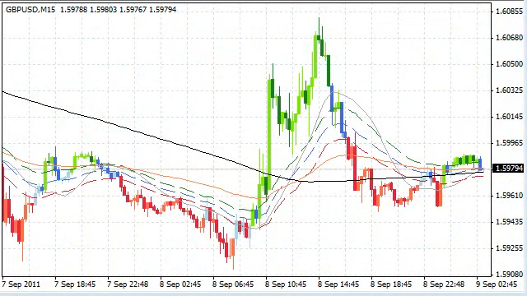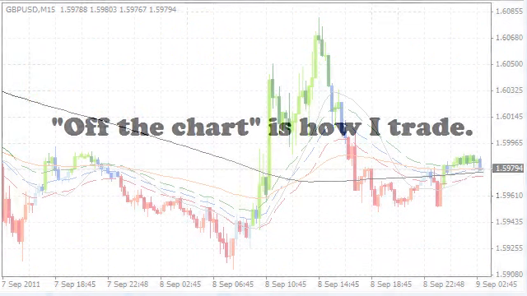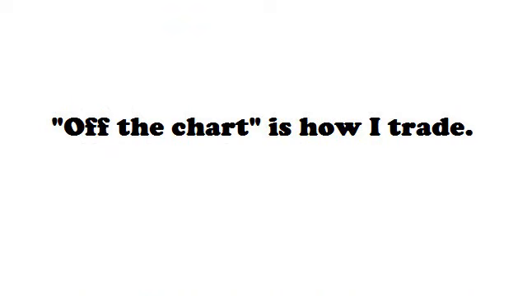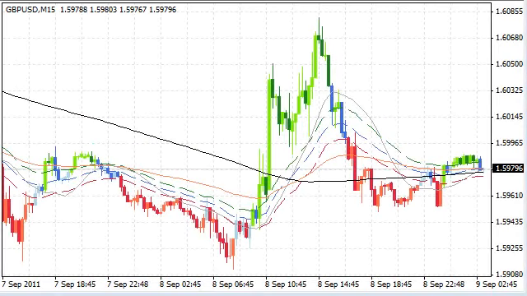This is a segment that I call off the chart because off the chart is how I trade. I take a look at price action, I make a determination as to what I think the psychology is telling me I should do, and then I make a decision to trade off the chart. So the setup that I'm going to be talking about here today, this is more of an educational segment.